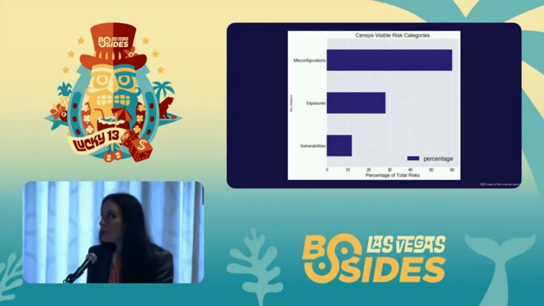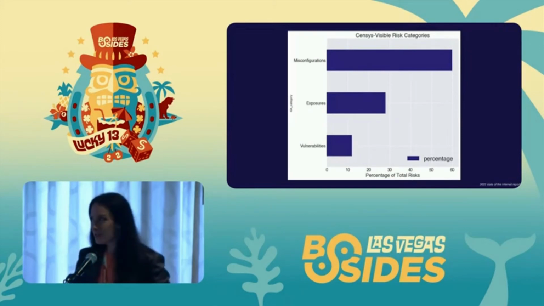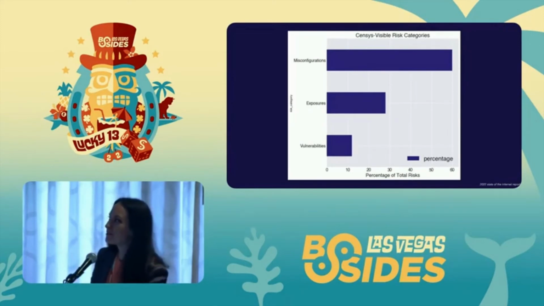Okay, so here are the numbers. I gave a little suspense there, hopefully. Here are the numbers for the different categories of risk that we see and the relative percentages they make. So for those of you who said misconfigurations were the top thing on the internet, congratulations, you are correct. They represent 60% of the risks that we see on the internet. Exposures are 28%, and vulnerabilities are 12%.